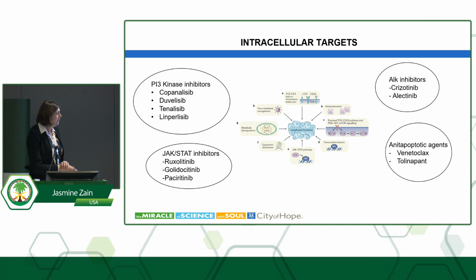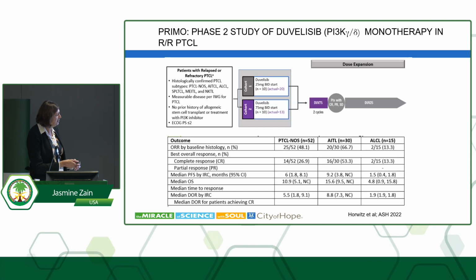Unfortunately, we could not actually put a lot of patients on it, or the patients had to come off early because of early progression. So single-agent venetoclax couldn't really be studied. So this is the PRIMO study. You probably have seen this data at ASH.